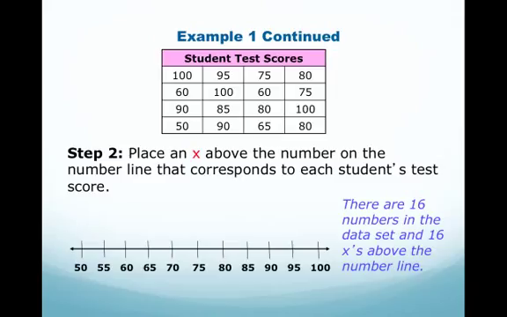When you are done, it should look like this. But we have to double check to make sure that we got all of them. So there should be 16 X's. 1, 2, 3, 4, 5, 6, 7, 8, 9, 10, 11, 12, 13, 14, 15, 16. So we have 16 X's, which represent the 16 test scores. And this is how you make a line plot.